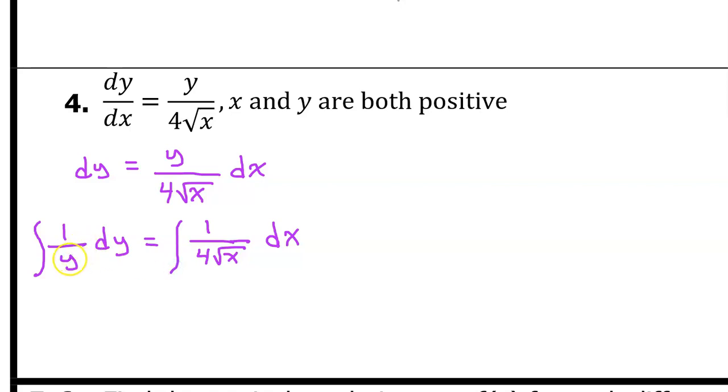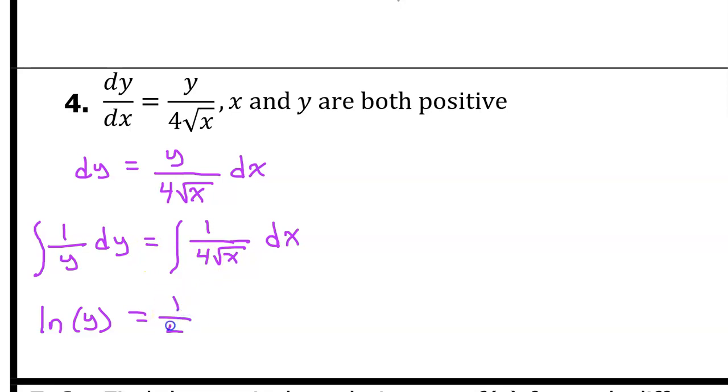On the left side, this is a memorized rule. We know that the integral of 1 over y dy is the natural log of the absolute value of y plus c. I said absolute value and then I didn't put absolute value. That's because in the directions they mention that x and y are both positive, so we don't actually need the absolute value symbols.